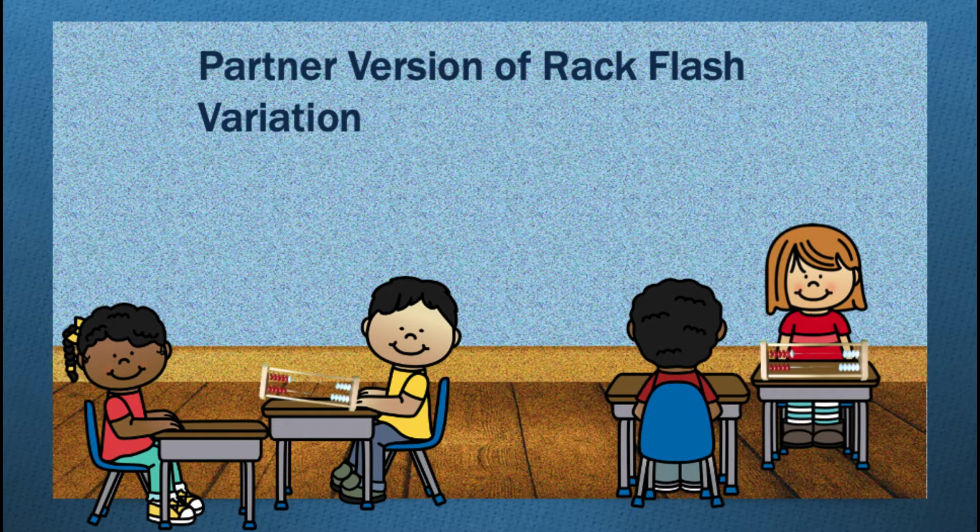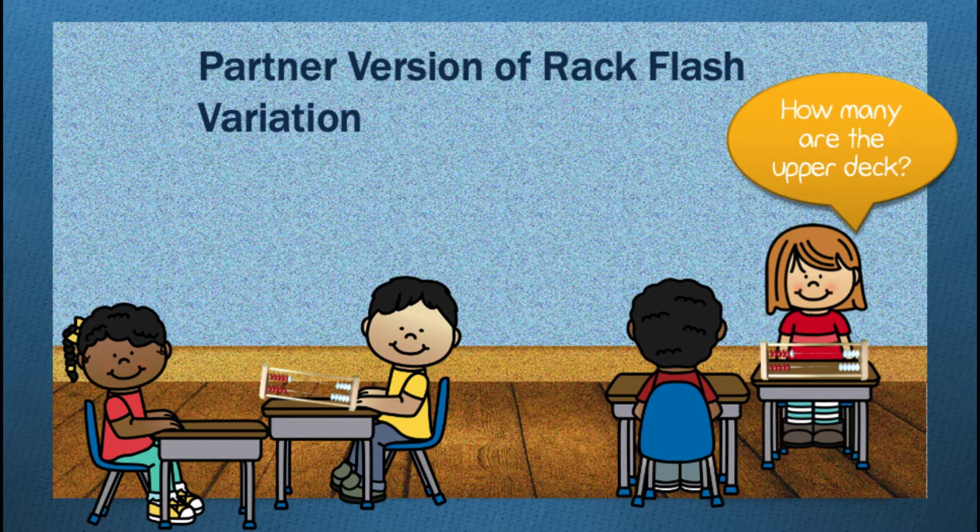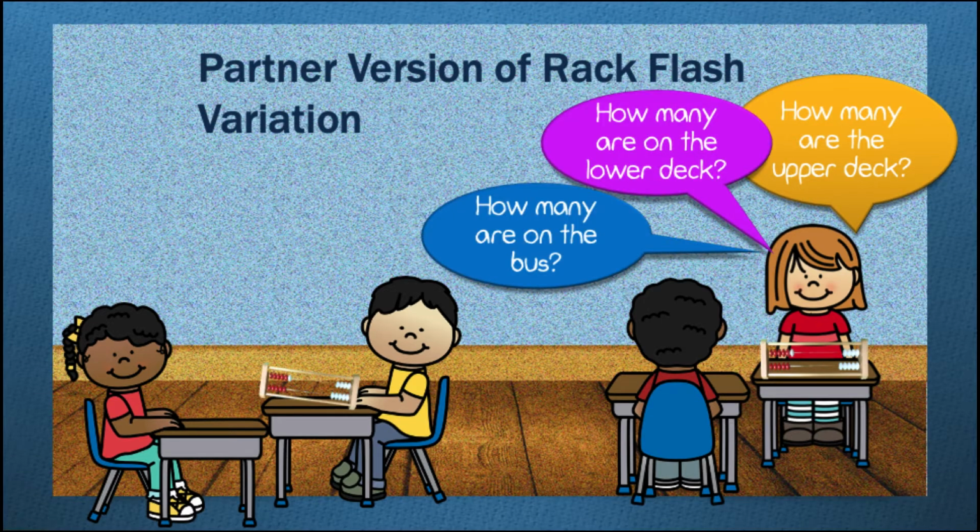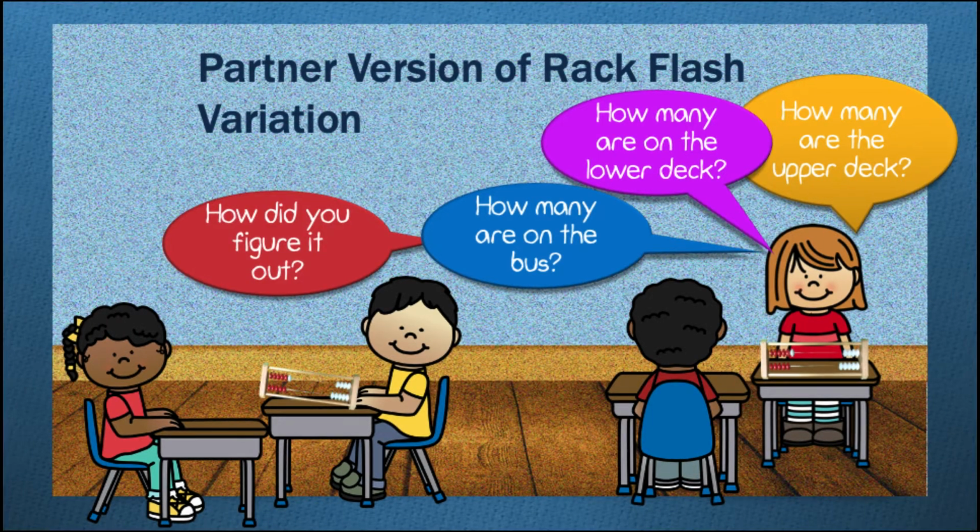This is a small group version of the variation on rack flash. Children take turns posing tasks to each other. One child creates a configuration on the rack and shows it to the partner. The partner's task is to tell 3 things: the number of people on the upper deck of the bus, the number of people on the lower deck of the bus, the number of people on the bus in total, and also to explain how they figured it out.